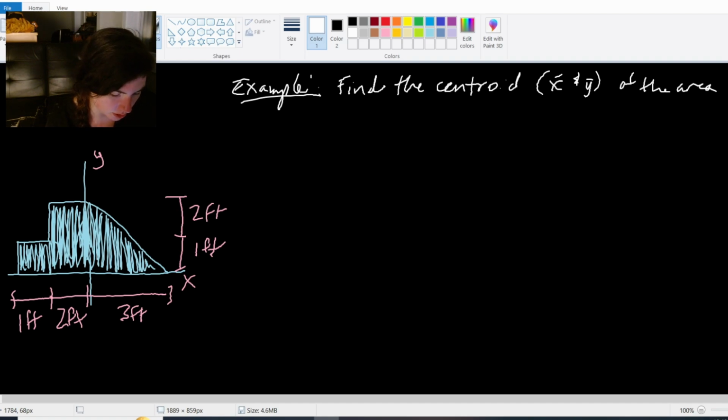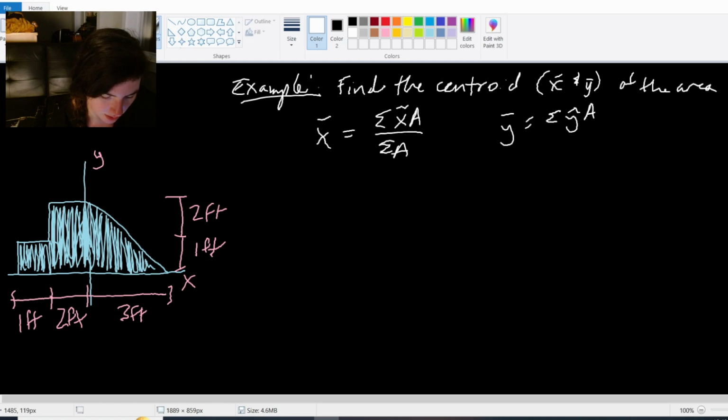So in our summation equations here, our x bar and our y bar are what we're looking for. So this is the summation of x tilde times A, the area, over the summation of the area. And y bar is the same, but with y tilde times A over A. Both of those summations. So what we're going to do is build a table that contains the area, then the x centroid, that x tilde being the centroid of every single one of our different shapes, and then the x times A. So that way we can just sum down the columns.